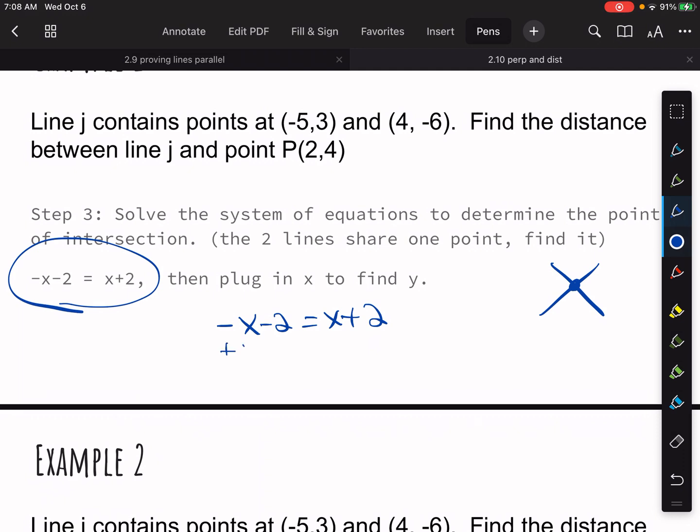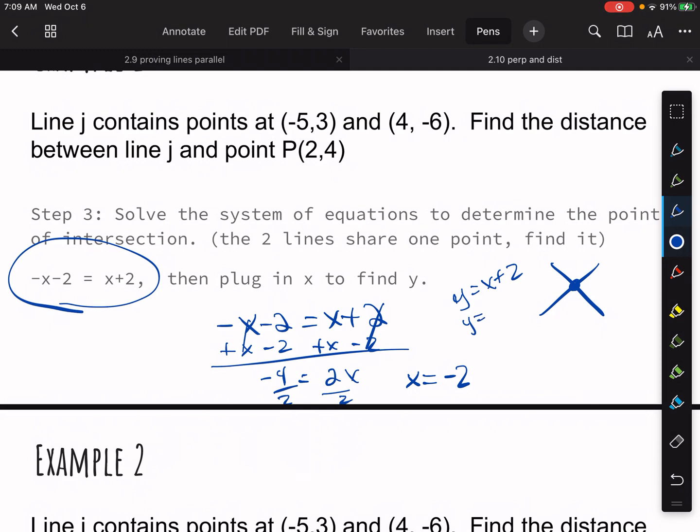Let's go ahead and solve this. If we add x to both sides and subtract 2 from both sides, we get 2x is equal to, this goes away, -2 minus 2 is -4. So that means that my x is equal to -2. I can now plug that back into either equation to get my y. If I plug it back into y equals x plus 2, I get y equals -2 plus 2, y is equal to 0. So the place where these two cross is at -2, 0.